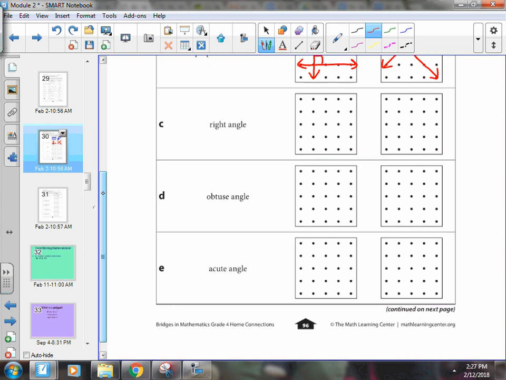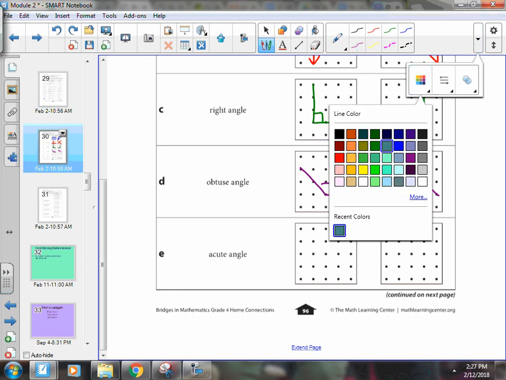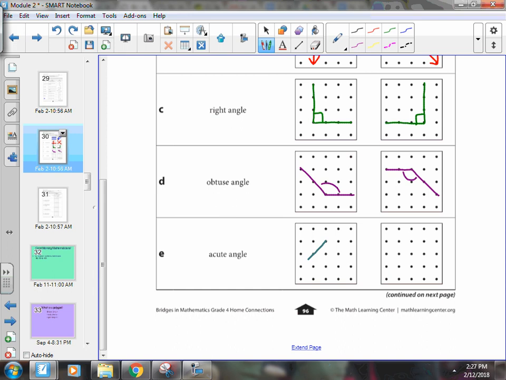Letter C, a right angle. Here's another example of a right angle. An obtuse angle, more than 90 degrees. Put an arc so people know to focus on the obtuse part and not on the reflex part of the angle. So put an arc in the obtuse part. And the last one, an acute angle, less than 90 degrees. And again, put an arc in there so people know to look at the acute part of your angle, not the reflex part of the angle.